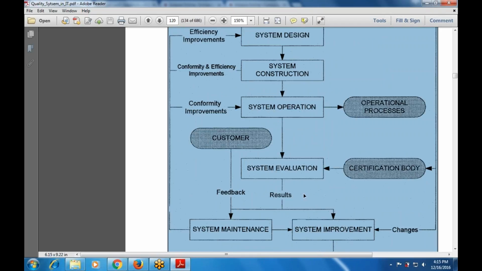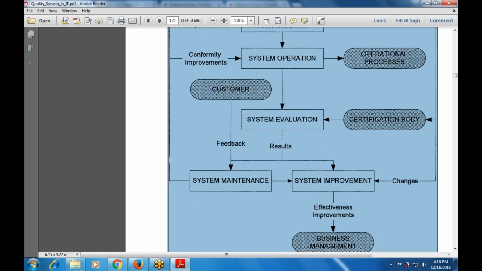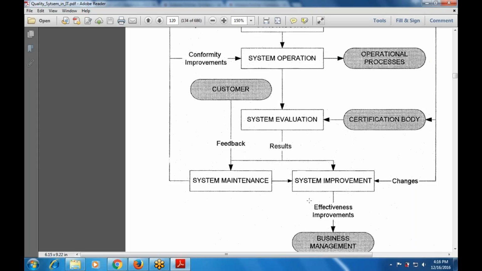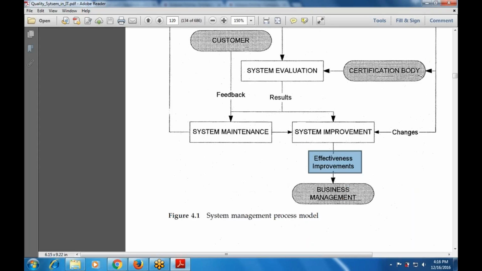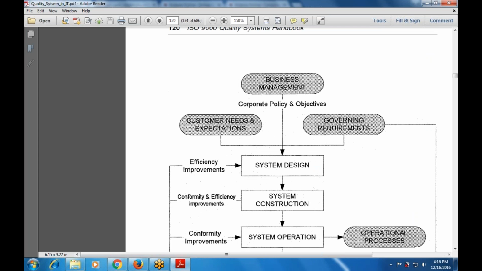And the customer is also used for the system maintenance and system evaluation. There is a certification body available. Then there is feedback, results, then system improvement. If there are any changes, those changes go to the system improvement. In the case of system improvement, an effectiveness improvement is carried out, and that goes to the business management. So there is a business management term that is also related with this. This is the system management process model.